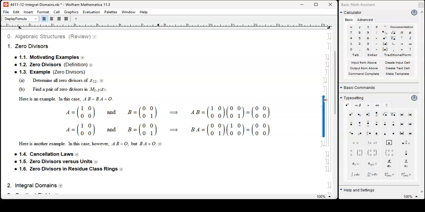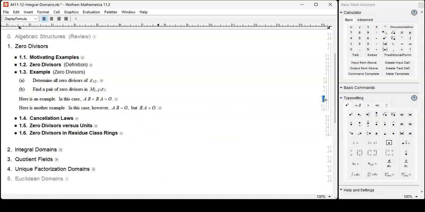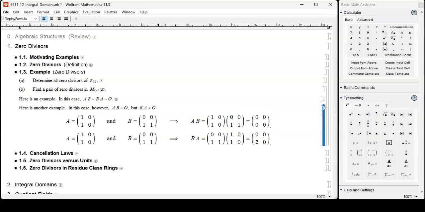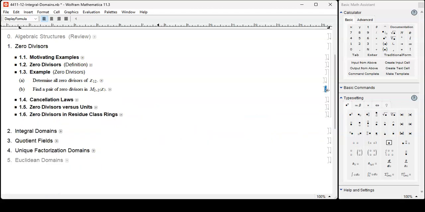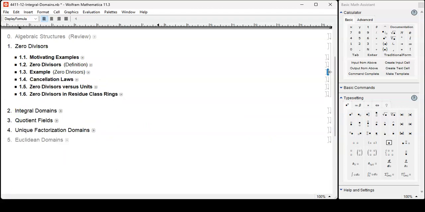Found it? Stop the playback and find it. Well, time's up. Here's my example, but there could be many more. A times B is 0, but B times A is not 0. Okay, all right. Those are zero divisors, and those are examples.